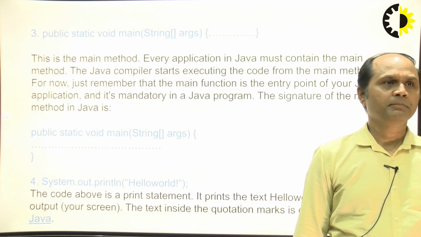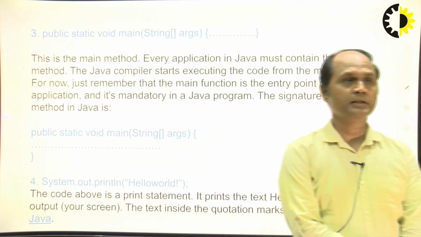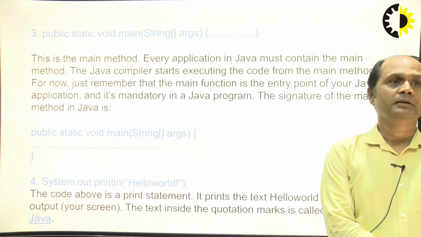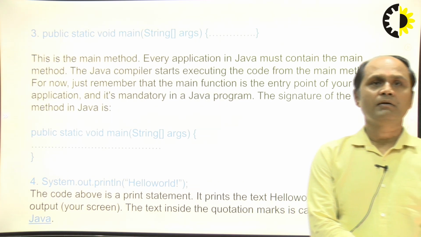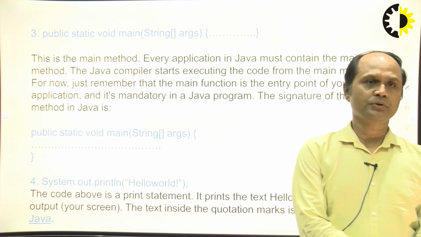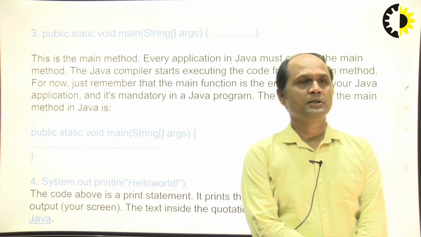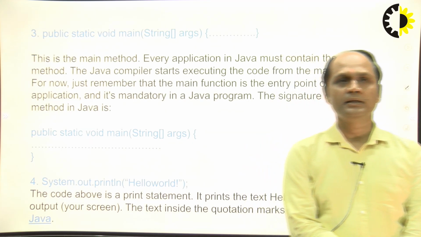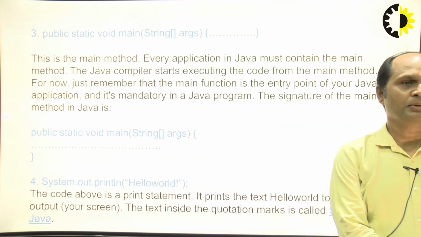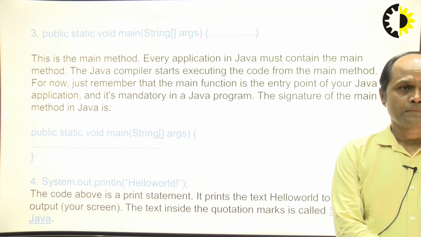In the third statement, we use public static void main(String args). This is the main method. Every application in Java must contain the main method because the compiler starts execution of the code from the main method. Just remember, the main function is the entry point of your application. It is mandatory for the program.